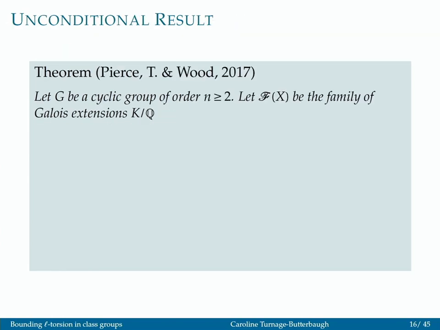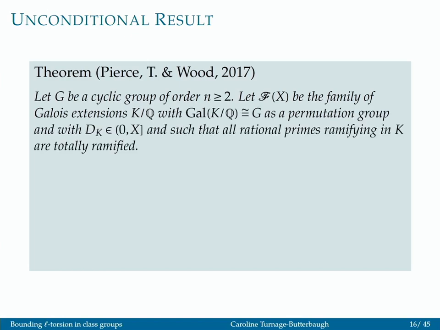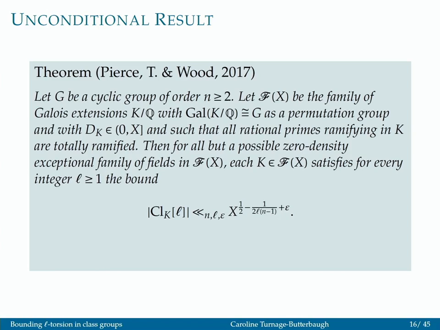Okay, so the completely unconditional result is for G a cyclic group. So if G is a cyclic group, then we'll define the family so that K is already Galois, so the Galois group of K over Q is the cyclic group. The discriminant is within the appropriate range. And the restriction on the tamely ramified primes will be that all the rational primes that ramify in K are totally ramified. And then we get the result that we want for all K within our family except for a possible exceptional zero density family of fields, we get the bound that we want.